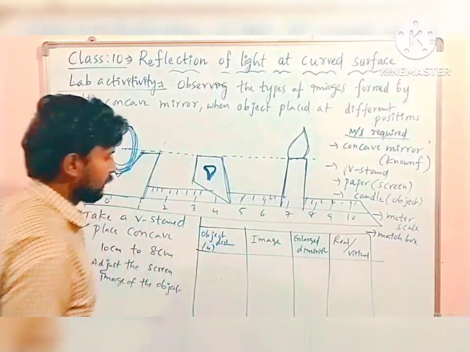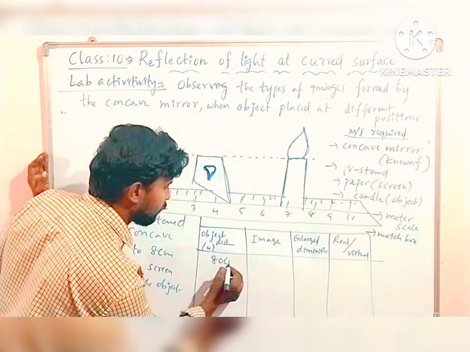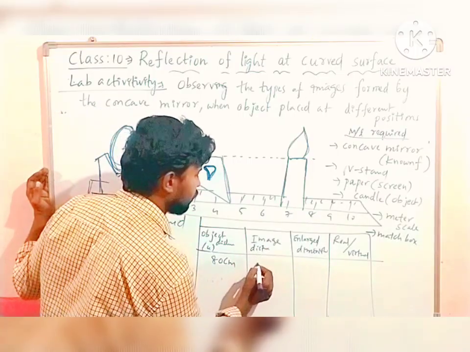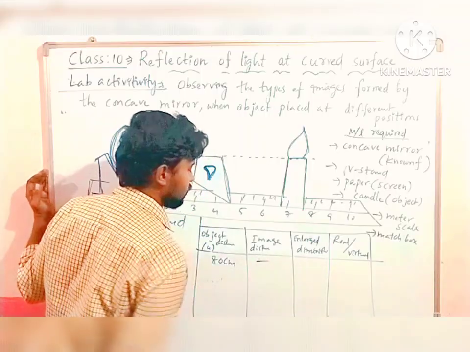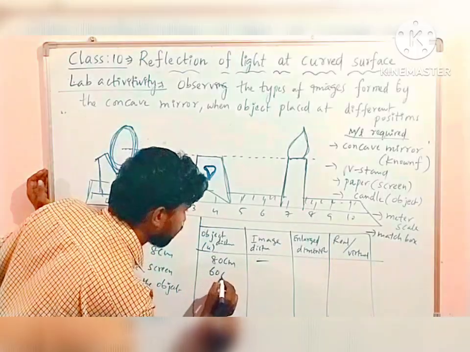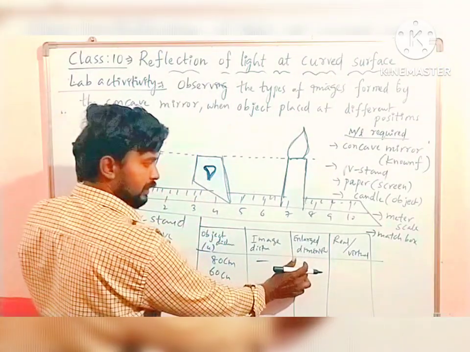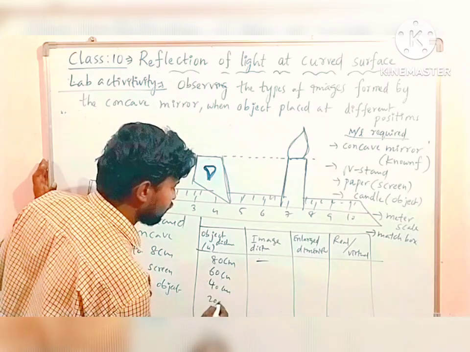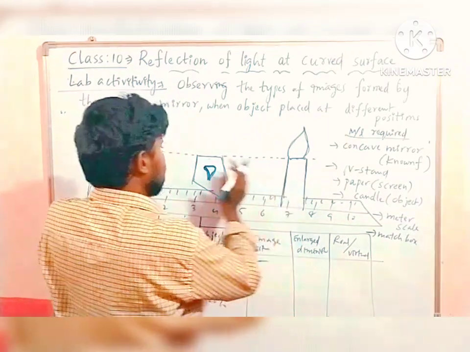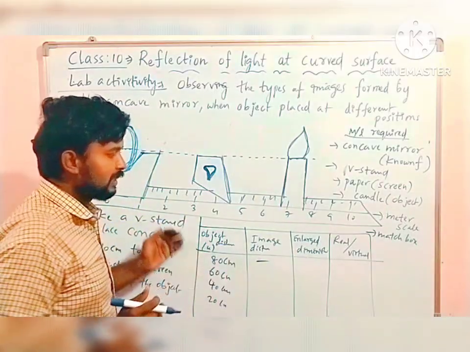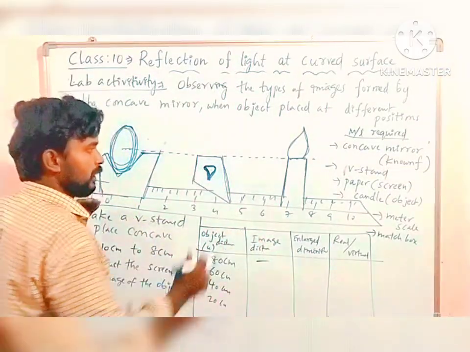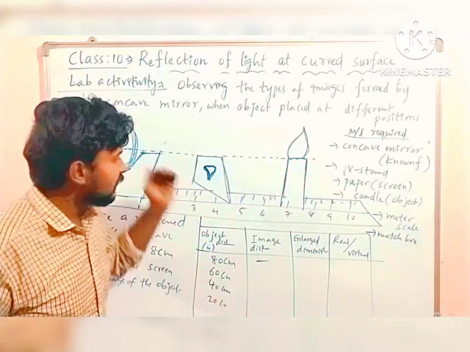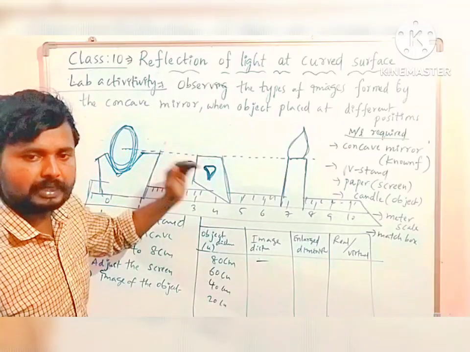You have to write it. Look here, for example the object is placed at 80 centimeters. When you measure the image distance, using the mirror formula you can find it. If you keep the object at 60 centimeters, you will get a different characteristic of the image. If you place the object at 40 centimeters, or at 20 centimeters, you will get a different position of the image as well as different characteristics. First, when you place the object at long distances, you will get a diminished real image. If the image is captured on the screen, we call it a real image.